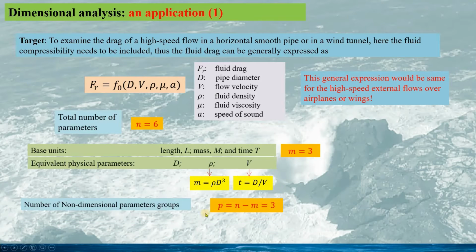As such, we can calculate the number of the non-dimensional groups or expressions p equaling n minus m equaling 3. So this means the problem of 6 physical parameters would become a problem of 3 non-dimensional expressions. Pi1 is the function of the non-dimensional parameters pi2 and pi3 as this.